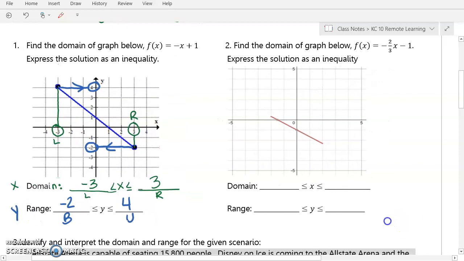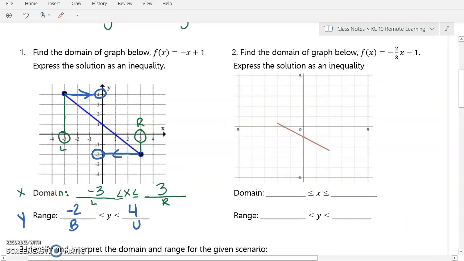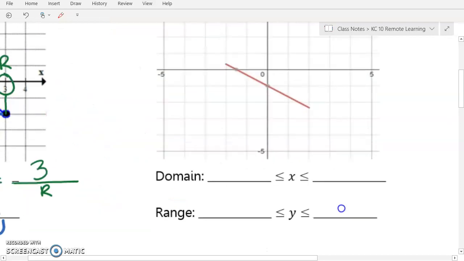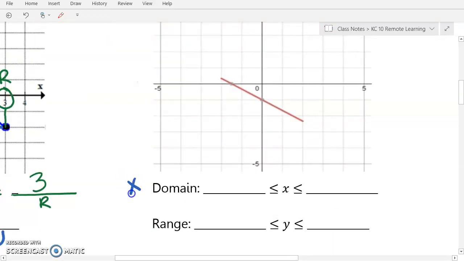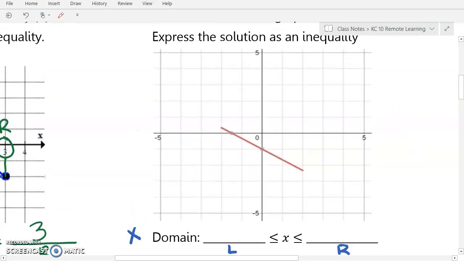So we're going to repeat that same process. Some of these examples are going to give you numbers that you're going to have to estimate where the placements are. So for 2, find the domain of the graph below. F of x equals negative 2/3 x minus 1. Express the solution as an inequality. So again, for domain, it's the x values. And we're going to go from the left number to the right number. This graph isn't labeled, but you could assume that it's going by ones.